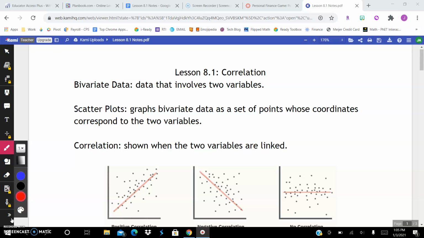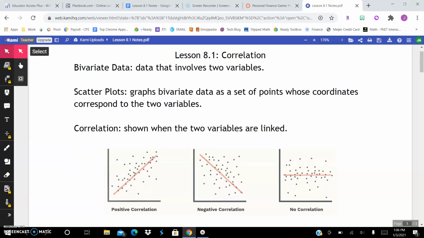So scatter plots mean that there's dots all over the graph. They're not necessarily in a perfect straight line. And we'll talk about the different types of those here in a second. And then correlation is what is shown when you graph those. They can be positive, negative, or no correlation.